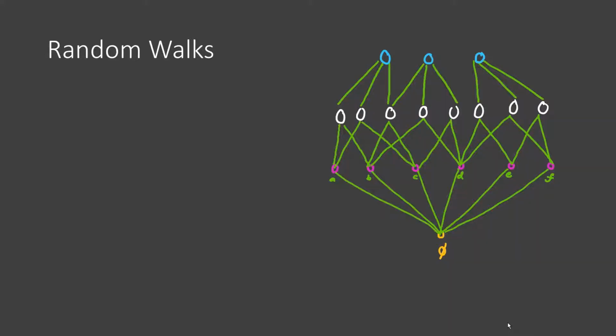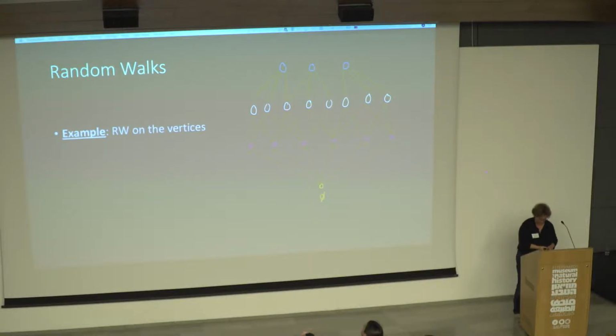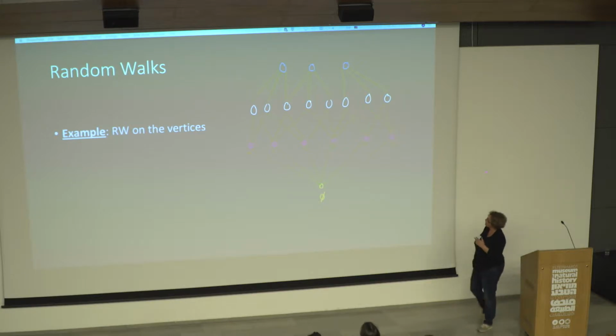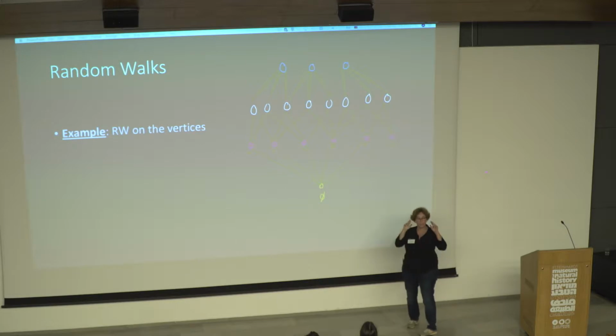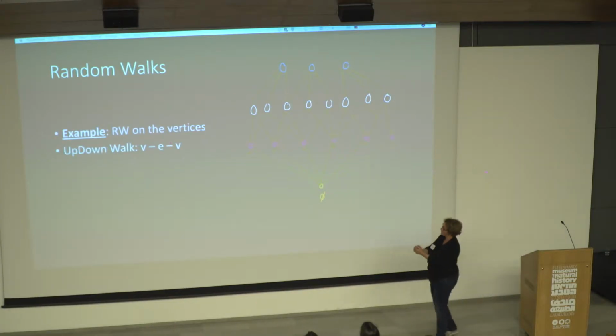So here is the picture with the empty set over here. And I want to talk for 1 minute about these random walks, the up-down and the down-up. When we think about a graph, I have 3 layers. I have the empty set, I have the vertices, and I have the edges. So let's think about the random walk on the vertices. I have two versions. The first one is the up-down, where I start from a vertex, I go up to an edge, and I go back to a vertex.